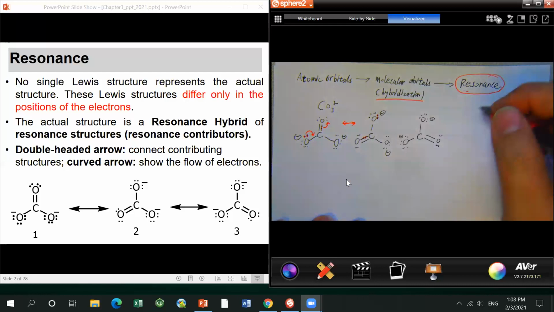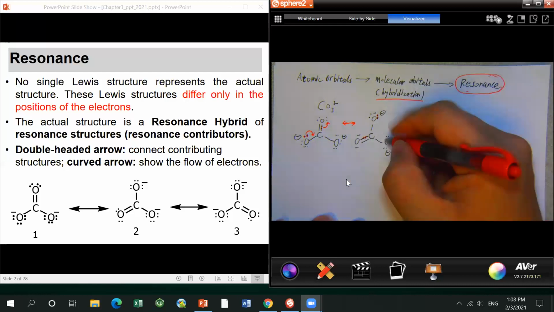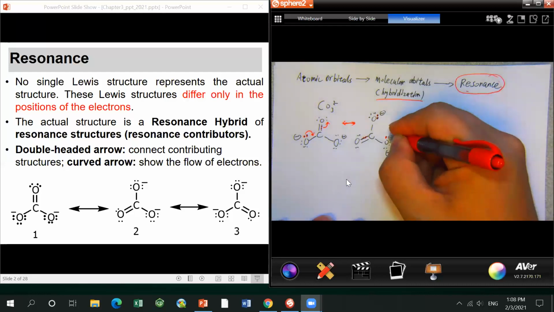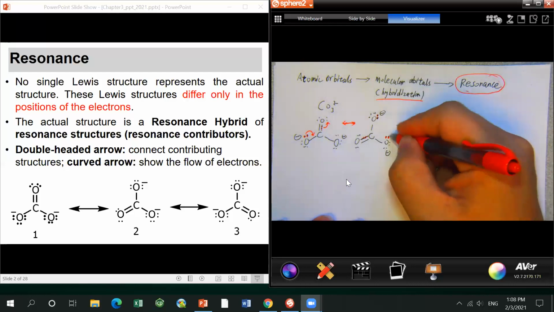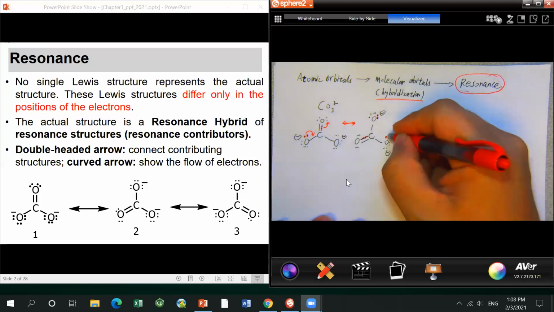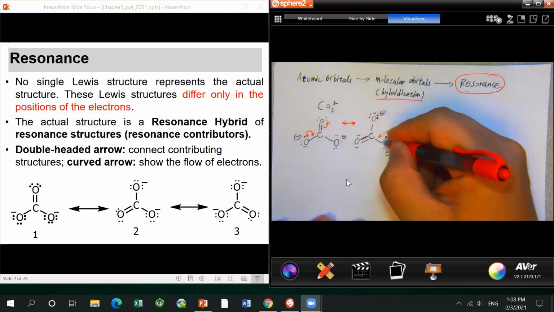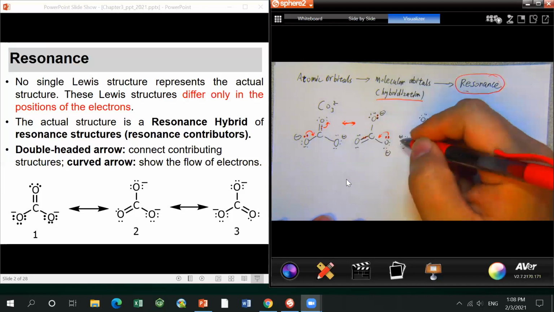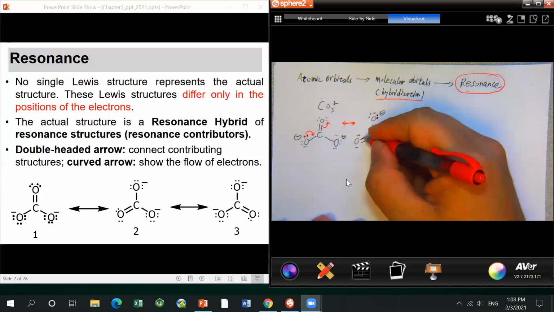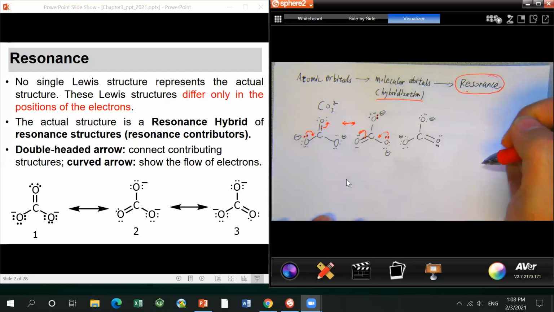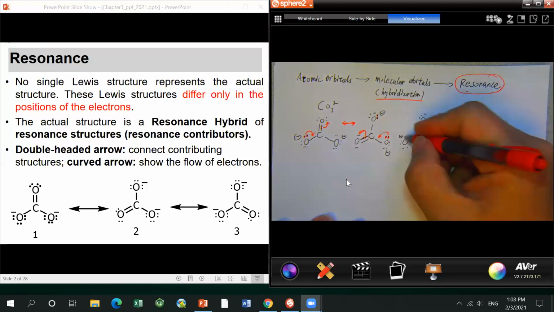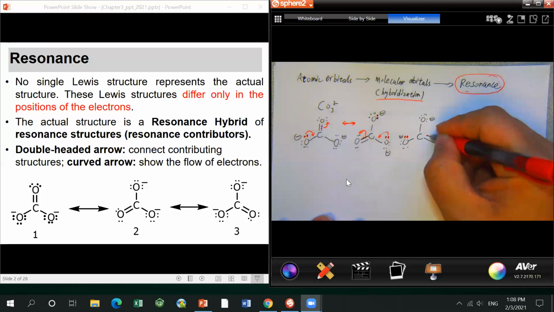For the middle one, we shift the lone pair electrons on the right oxygen and shift them between carbon and oxygen to build up the pi bond. Then we shift these two electrons back to the left oxygen. Then we get the lone pair electrons here, and the pi bond electrons here.